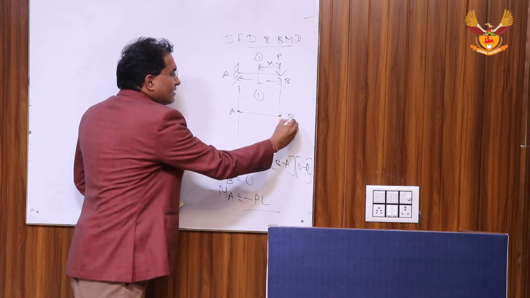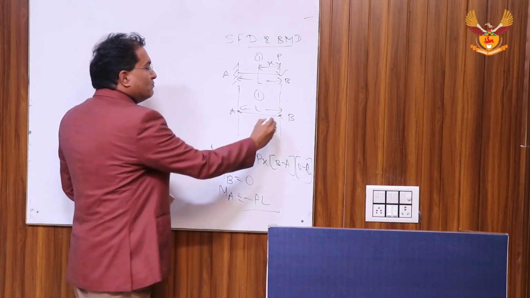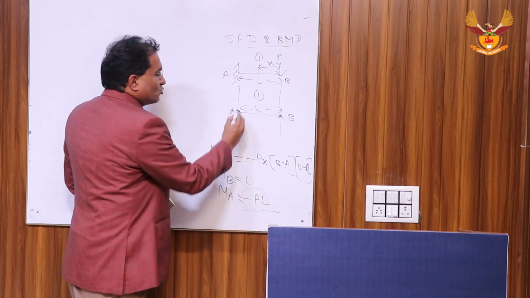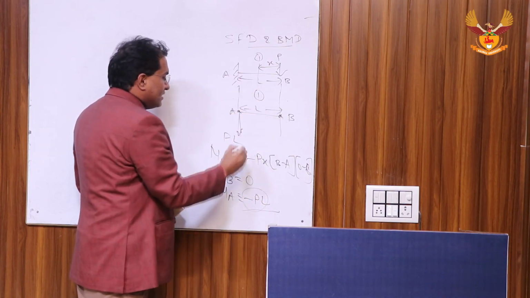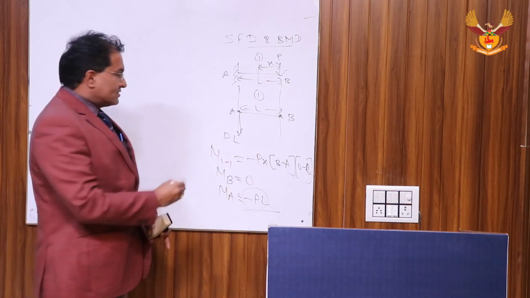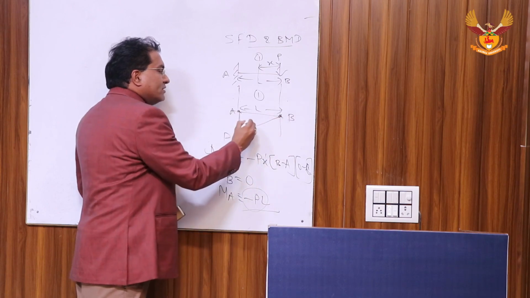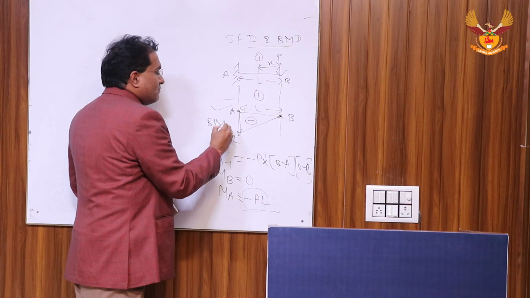So this is A, this is B, span is L. At free end B the moment is 0, at this it is minus PL, so we will show this value below this x-axis, so it is PL. The degree of this equation of bending moment is in the order 1, so we will join it by a straight line. So this is your bending moment diagram.